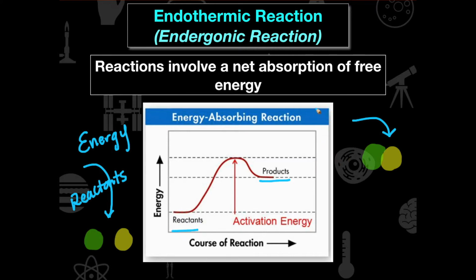So in this case, we're taking energy from the system, putting it into this bond, so maybe we can store that energy, use it as potential energy, and maybe use it later for something important. But when we're talking about endothermic or endergonic reactions, it's a reaction that involves the net absorption of free energy from the exterior of the system, or the system that we're talking about.